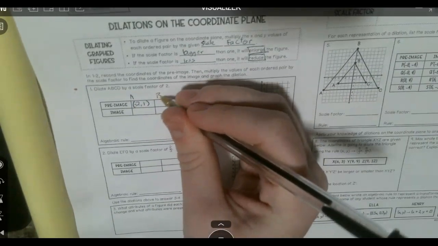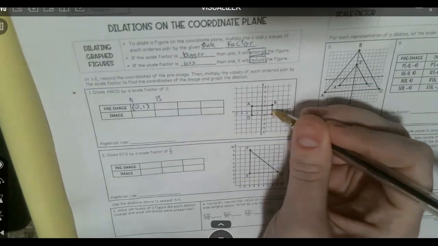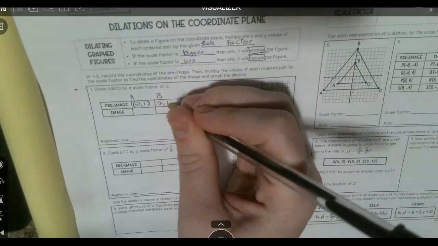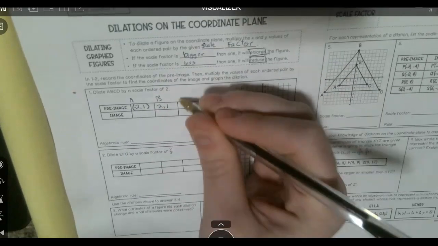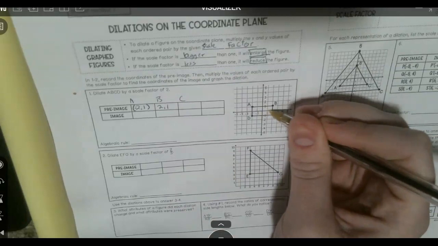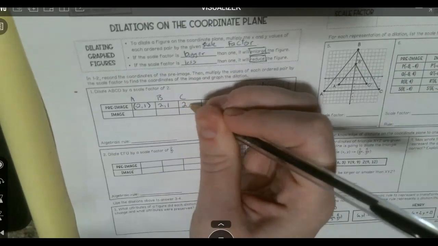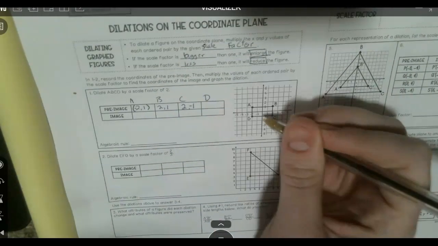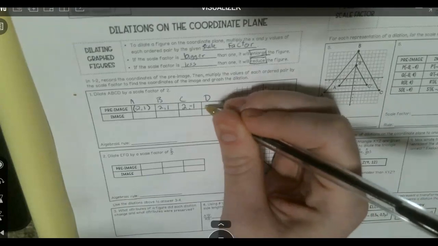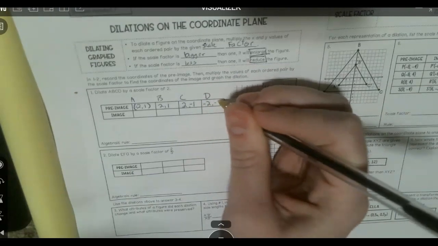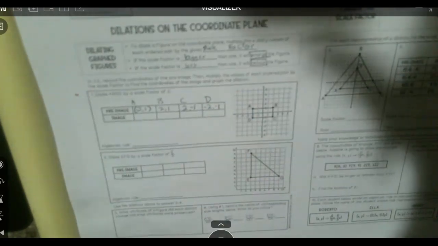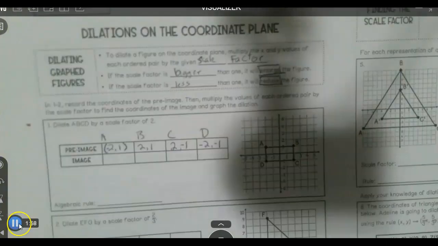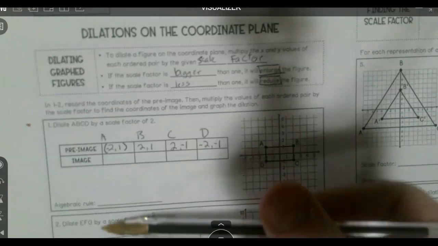Point B is at 2, 1. Point C is at 2, -1. And point D is at -2, -1. Woo, a lot of 2's and 1's. We just wanted to make sure that each one is either positive or negative. Okay, now that my camera is not so blurry, those are easier to see.